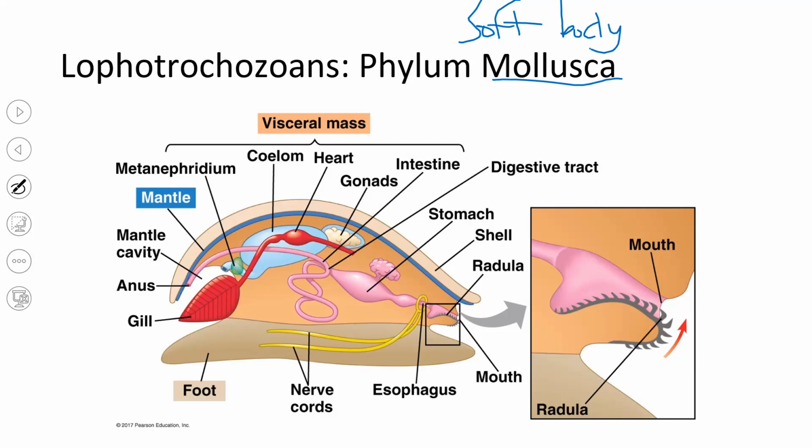Some of them have a shell. That's one of the things that helps to divide them into classes: the number of shells, or whether they don't have one. Some of them have an internal shell that's really small, and some of them have no shell at all. Slugs are mollusks, but they don't have a shell. That shell obviously is protective of the soft body, so there's an advantage to having a shell. They are coelomates, so they have a true coelom.